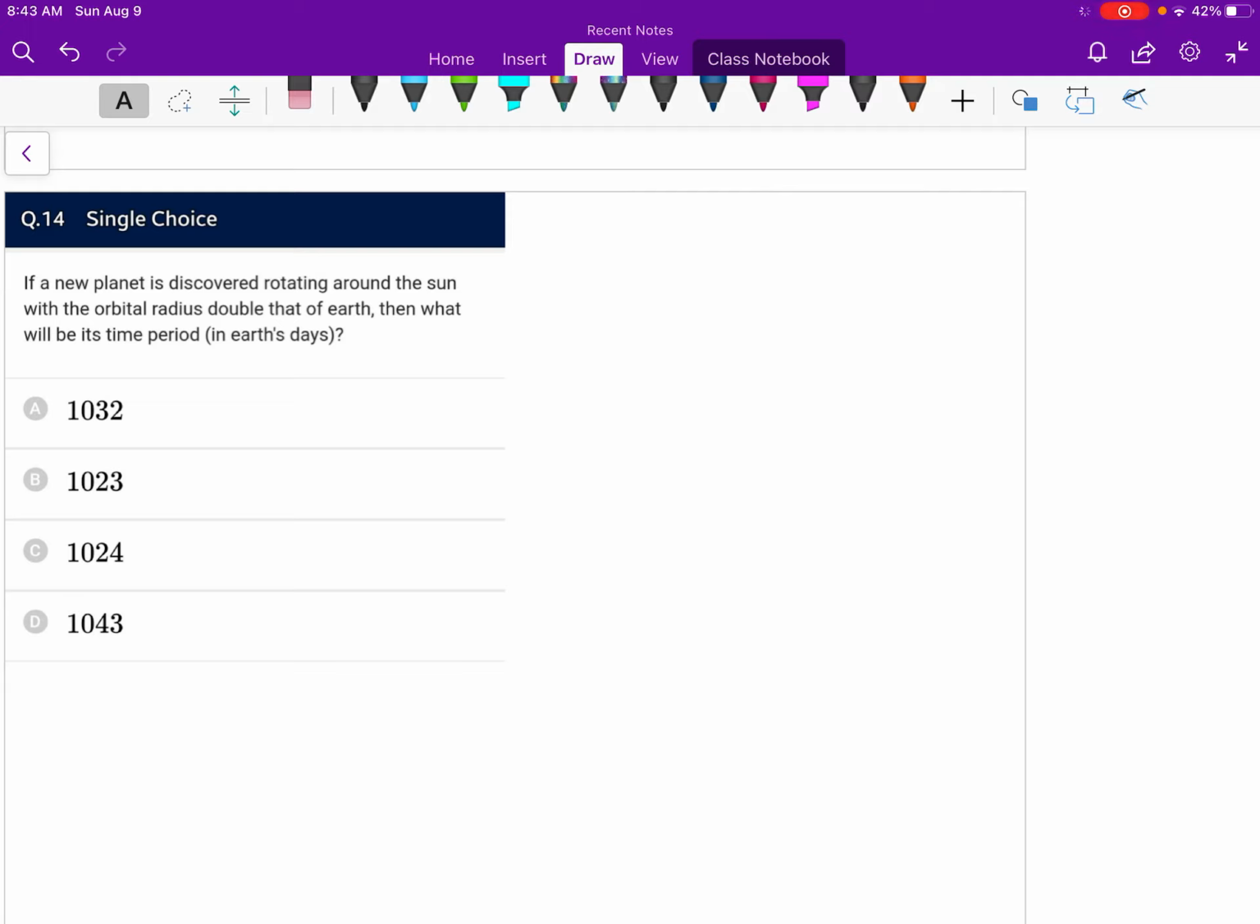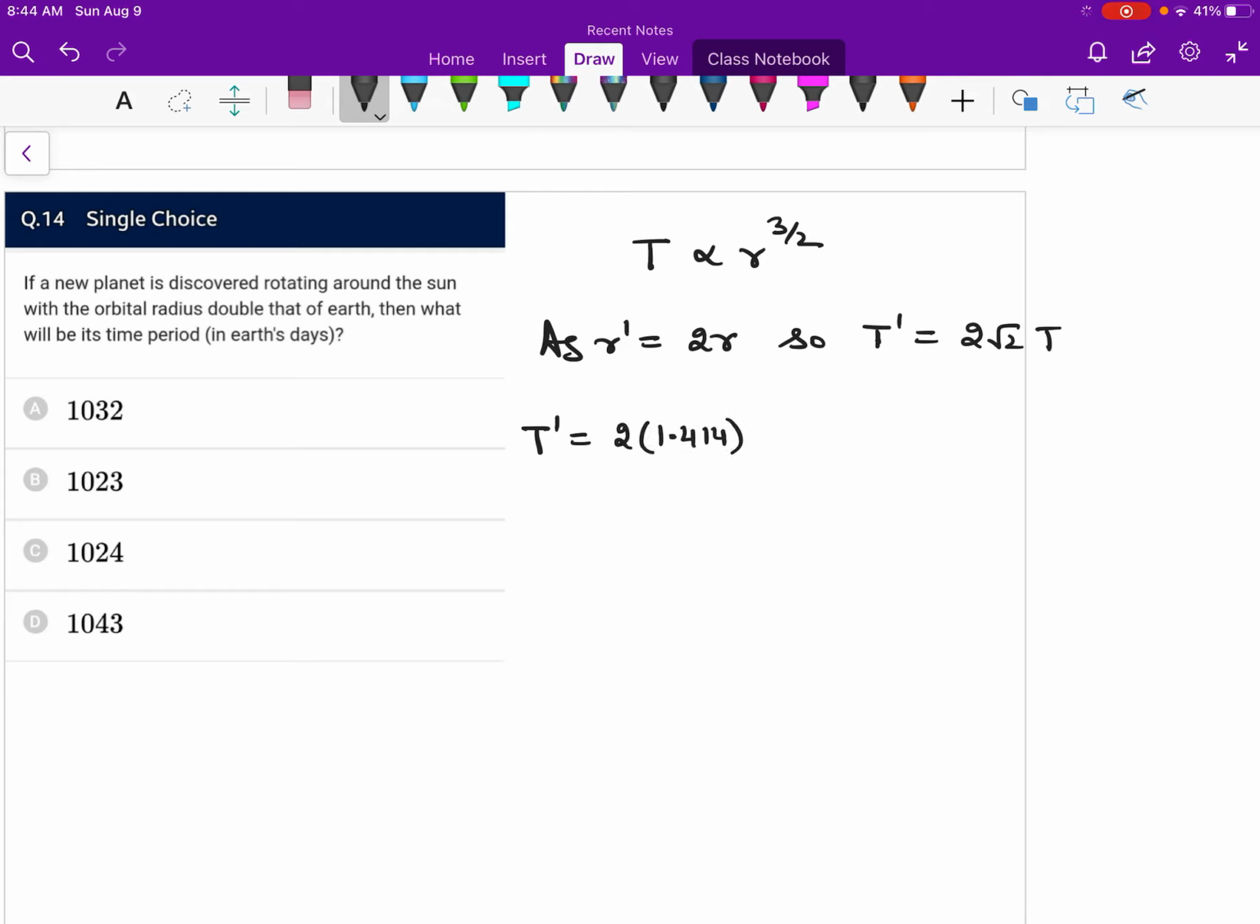If a new planet is discovered rotating around the sun with an orbital radius double that of the Earth. So time period, we know, is proportional to r to the power 3 by 2. As r dash is twice of r, the orbital radius, so T dash is 2 root 2 T. So T dash is 2 root 2, so 2 into 1.414 into T, which is 365 days. Guys, since the options are very close, we have no option then to calculate the exact value.